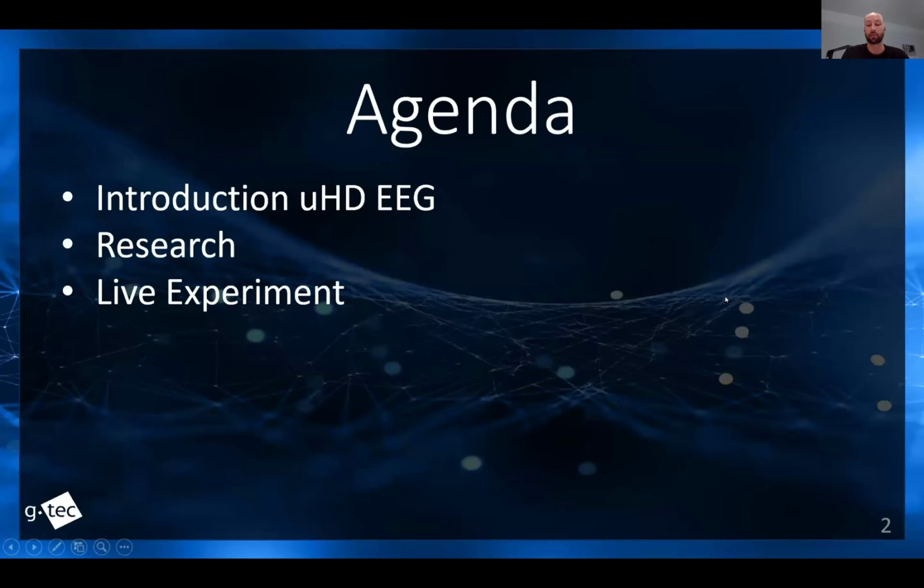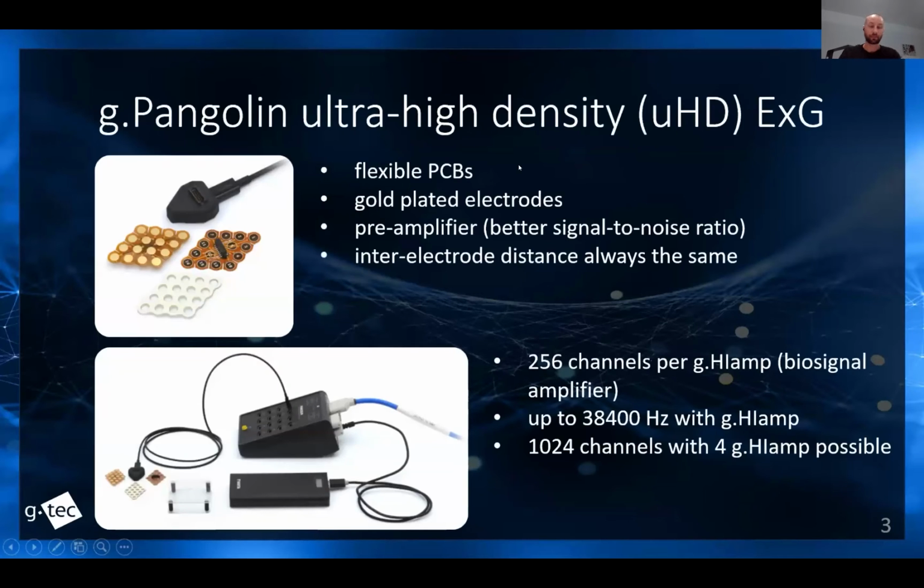Maybe you've seen before the setup that we did, a 512-channel visual setup with the Pangolin system. So in general about the system, the g.PANGOLIN system is an ultra high density EEG system with flexible PCBs. These electrode grids are attached with medical adhesives to the scalp of the shaved subject and can also be used as an EMG or ECG biosignal analysis system. We use preamplifiers for a better signal to noise ratio, and we can use 256 channels per g.HIamp and also merge several g.HIamps.